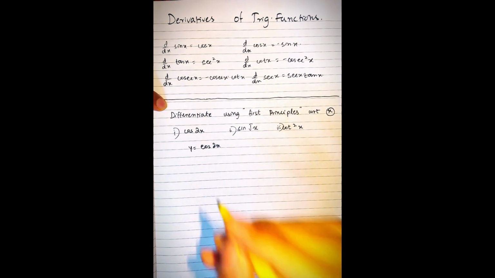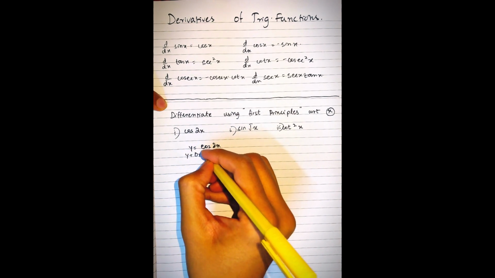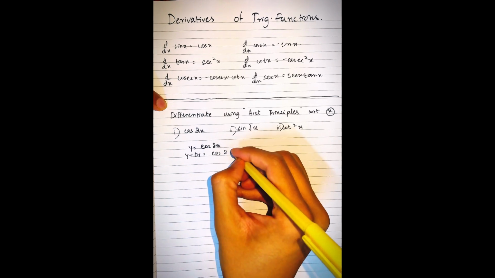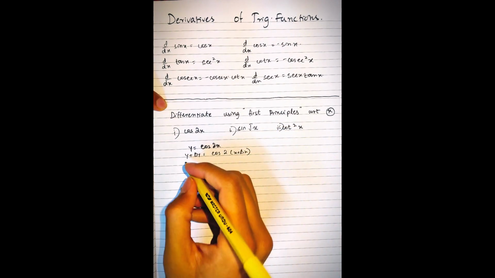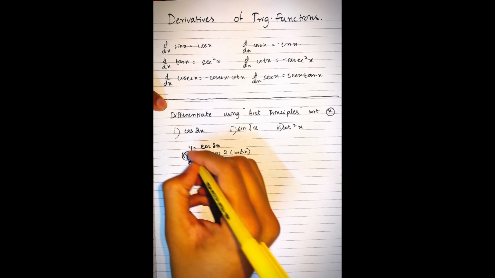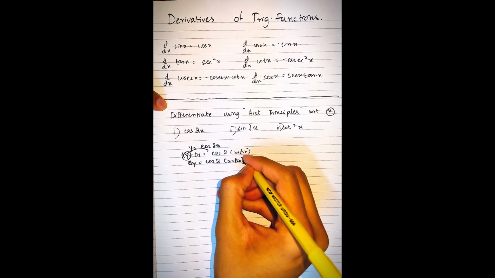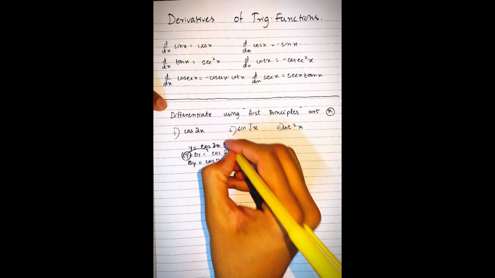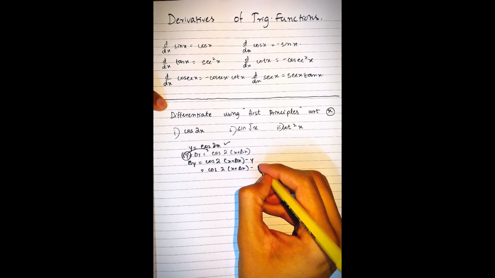If you're using the first principle method, first of all we have to apply the increment on both sides of the equation. First the increment in the independent variable x, and then the increment in the dependent variable y. Then we will move this y towards the opposite side of the equation. We will have cos(2(x plus delta x)) minus y. Now what was the value of y? It was cos 2x. So cos(2x plus 2 delta x) minus cos 2x.